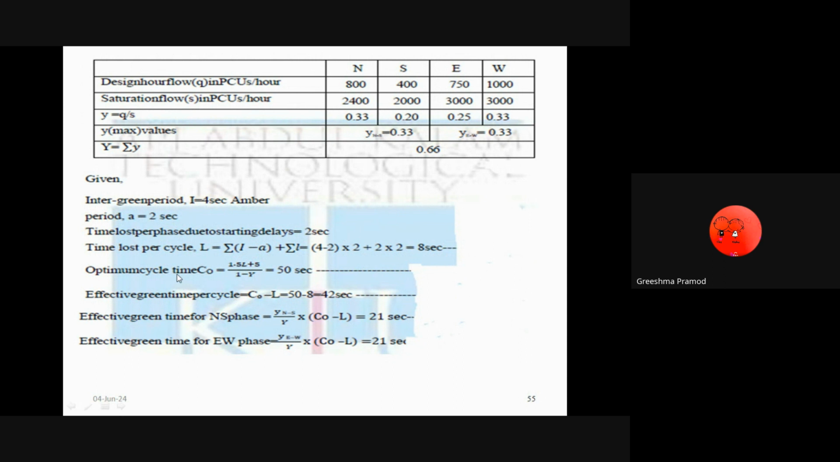Then the formula for the optimal cycle time is C suffix O equals (1.5 L plus 5) divided by (1 minus Y). We have already found the value of L here. We know the value of Y is 0.66. When we calculate, we get 50 seconds.